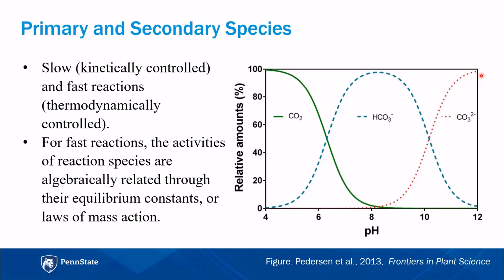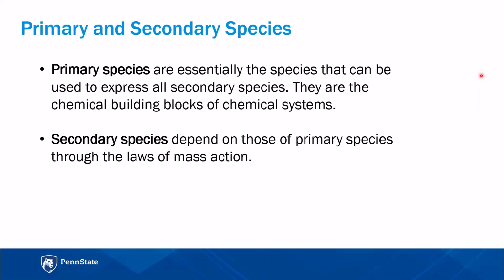And so this is the case for carbonate speciation reactions, where different forms of carbonate, so dissolved carbon dioxide, bicarbonate ions, and carbonate ions, all dominate under different pH conditions, as shown in this figure on the right. So we'll return to this example in a moment. But essentially, primary species are the species that can be used to express all secondary species. And so they're the chemical building blocks of chemical systems. And then secondary species depend on those primary species through laws of mass action.